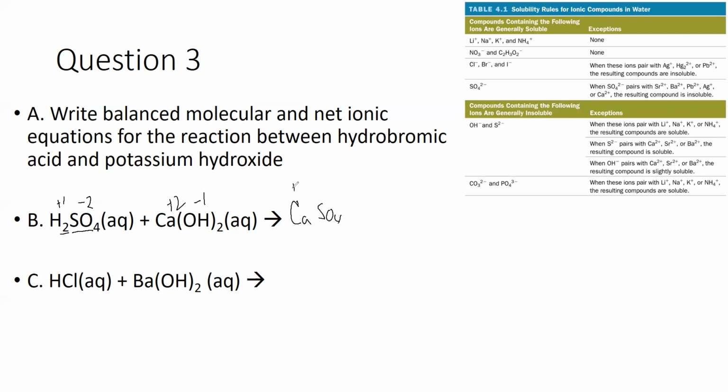CaSO4, +2 -2, balanced, so I don't need to mess with any coefficients. Aqueous plus H2O. It is not H2OH2, it is H2O. That's liquid, and as a balance, there needs to be a 2 here. That 2 is coming from the total of 4 hydrogens on the left-hand side. So 4 hydrogens on the right, and that would be balanced out. So that's my molecular.